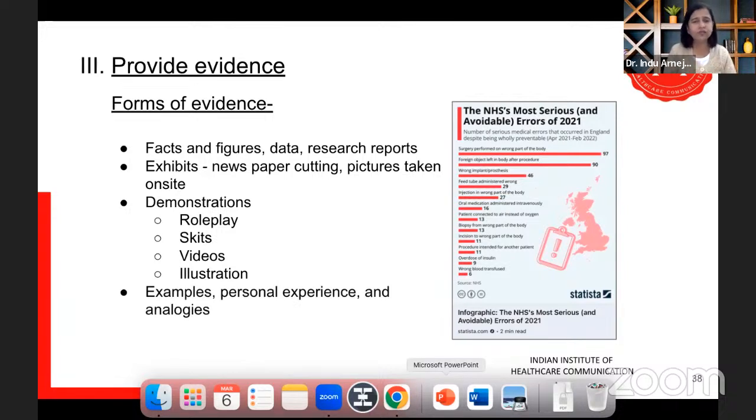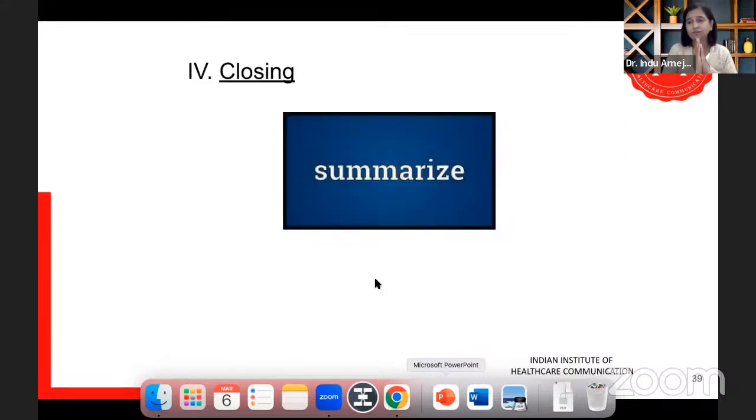Of course, like you said, some examples, some personal experiences, some analogies, all these act as a form of evidence, and they are very, very helpful. Testimonials from people, reviews written by people, are also very good ways to provide evidence for what you are saying. So no message is complete without evidence. So make sure you make a good beginning, then you give the message, you provide evidence, and then finally closing.